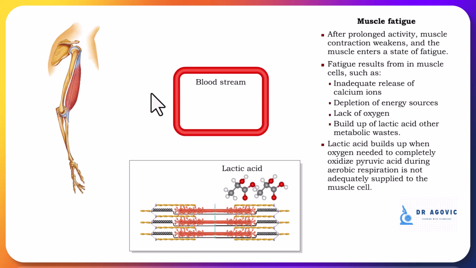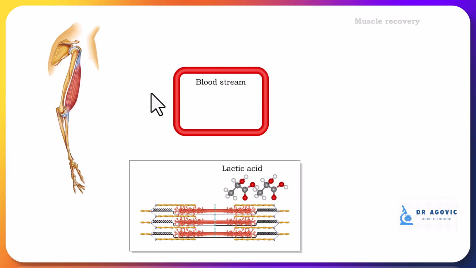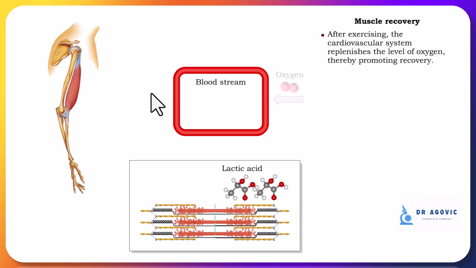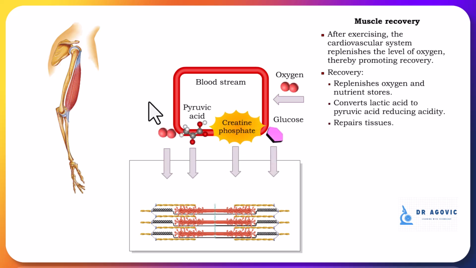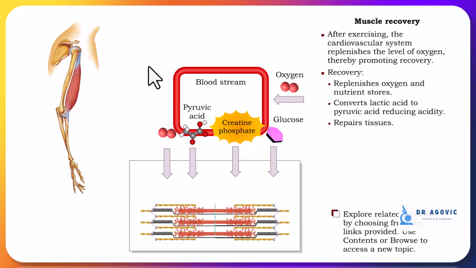Lactic acid buildup occurs when a muscle's oxygen supply is insufficient to meet the demands of aerobic respiration. After exercise, oxygen levels increase, thereby promoting recovery. Recovery eventually replenishes depleted components and diffuses away waste materials.